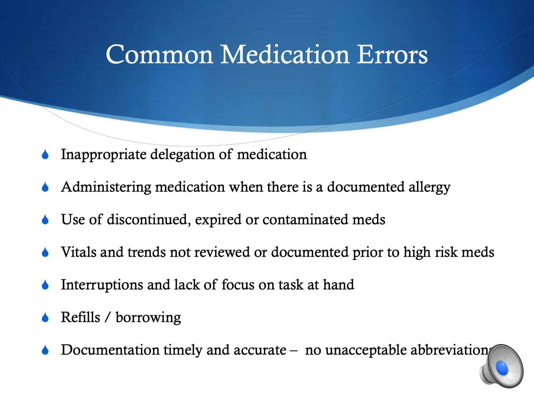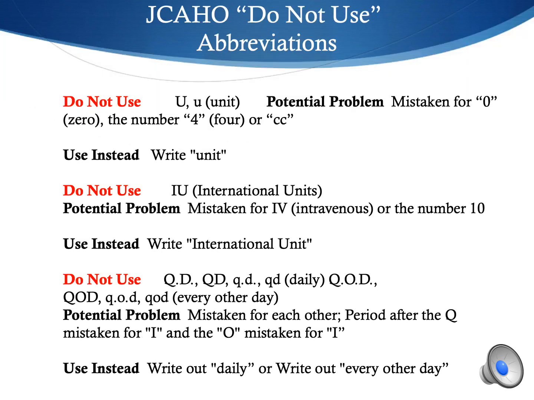There should be no use of unacceptable abbreviations. JCAHO has a list of those abbreviations that are not recommended for use. These are a few of the abbreviations you should never see on the MAR. Do not use a U for unit. You can mistake it for a 0 or the number 4. Write out the word unit.